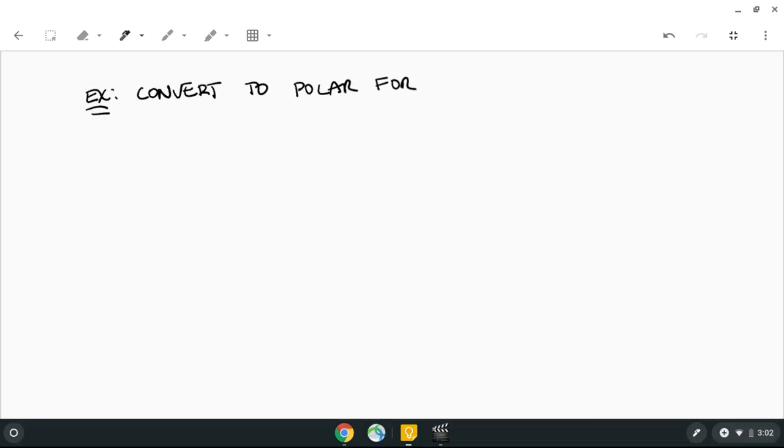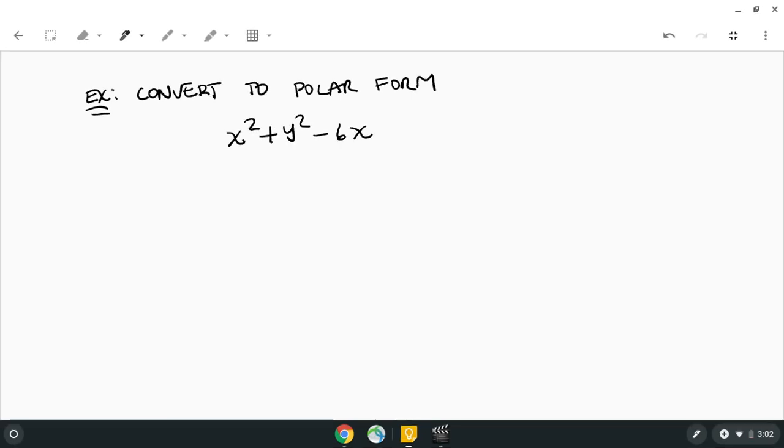Let's take a look at some equations. Let's go ahead and convert to polar form. Suppose that you have this equation. Here we don't want any x's or y's.